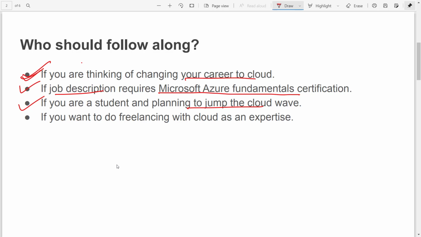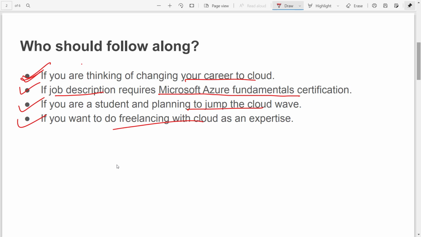And if you want to do freelancing with cloud as an expertise, specifically Microsoft Azure, you can also start with this series, because it is going to cover all the fundamentals of Microsoft Azure. One thing I want to mention: if you're a student, you are at the right place at the right time, because cloud is the next technology which is booming, and this is a very good time for you to jump on the cloud wave.